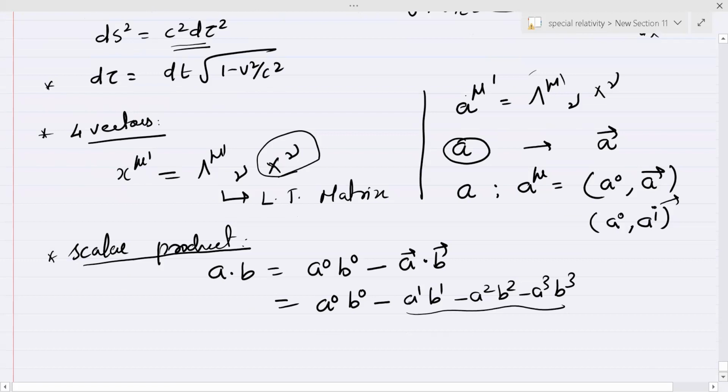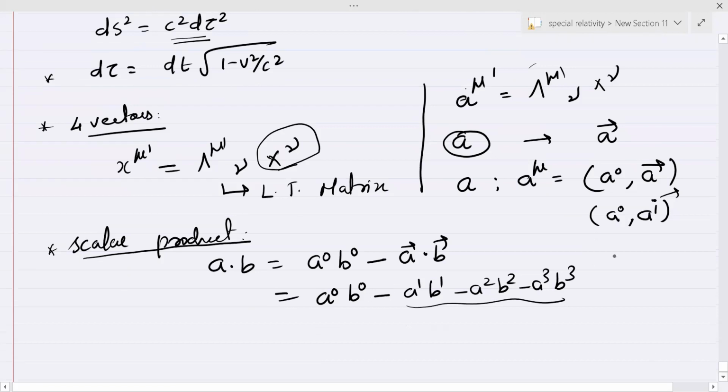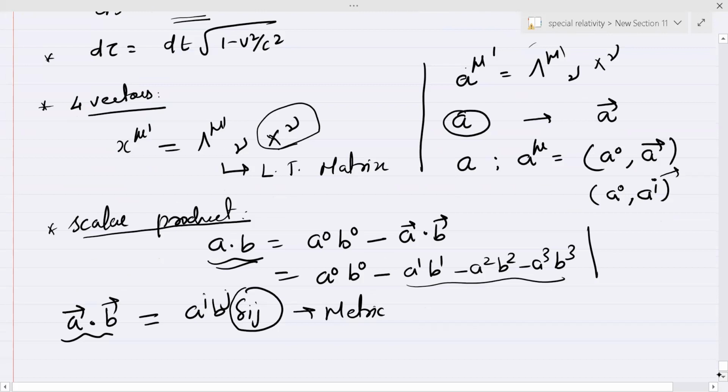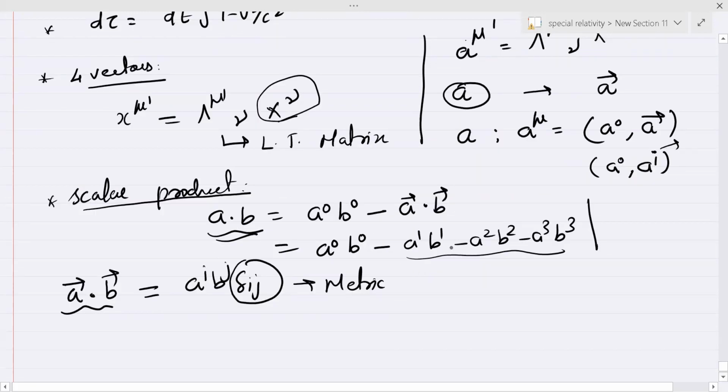And we said we can write this as a metric because we usually write, if you have two vectors in Euclidean space, these are three vectors, these are four vectors, we said we can write it as A_i B_j delta_ij, where delta_ij is the Kronecker delta. We called it the metric of Euclidean space. Similarly, we can introduce a metric here to take care of this minus sign.